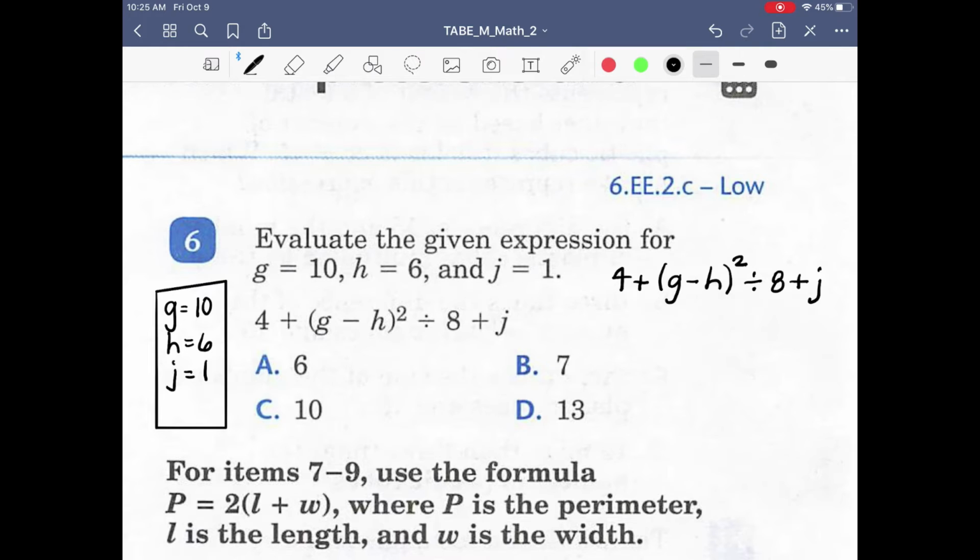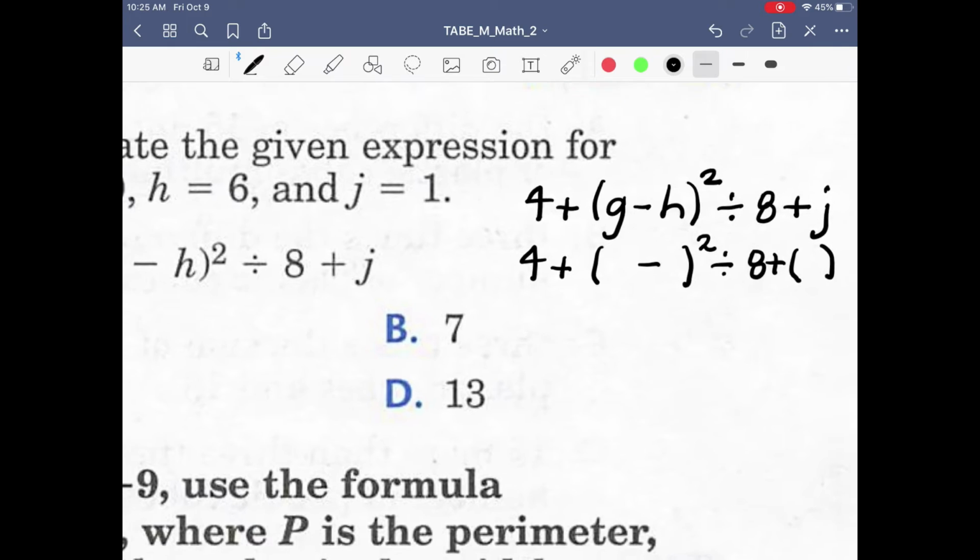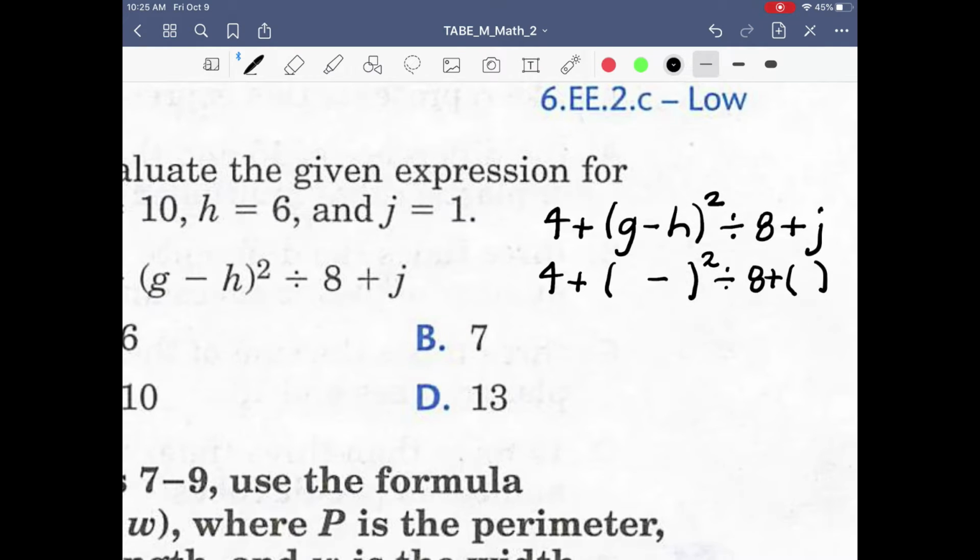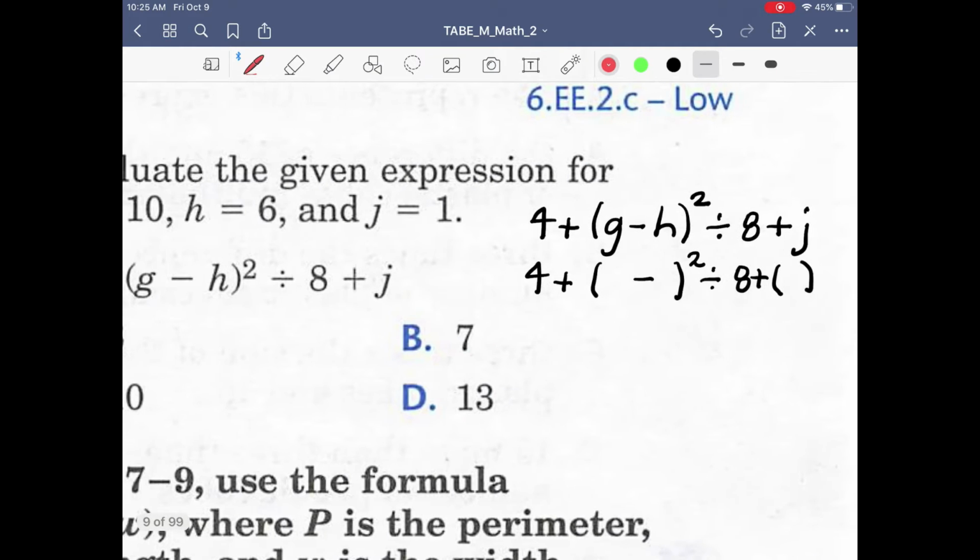So I'm going to go through again and leave out the variables. So wherever there are variables, I'm just going to leave a space. And then very carefully I'll substitute those variables. G is 10, H is 6, and J is 1. So you substitute the values in for the variables. And then we follow the order of operations.